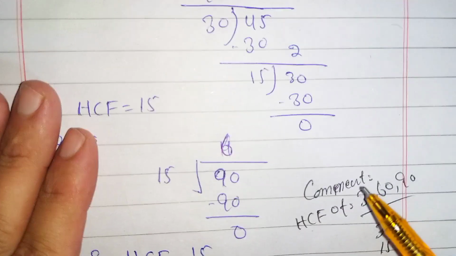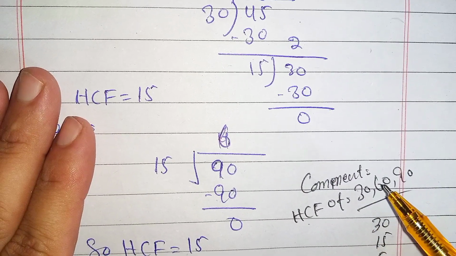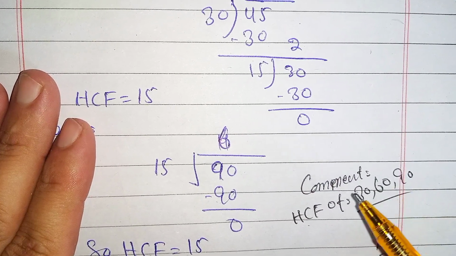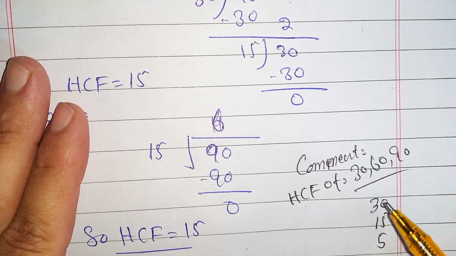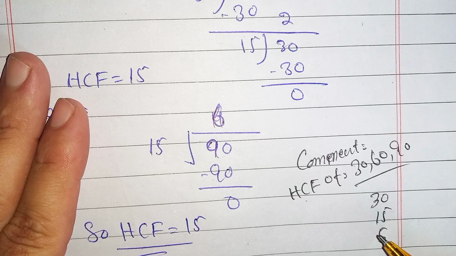Now dear viewer, can you find the HCF of 30, 60 and 90? Comment the HCF of these three numbers, whether the HCF of these numbers is 30, 15 or 5.